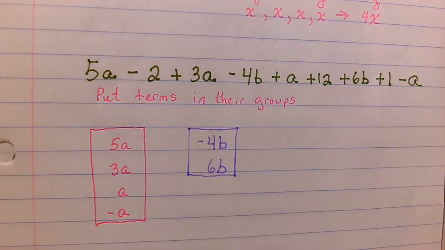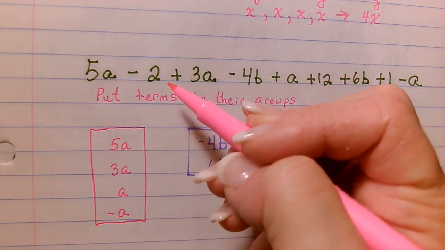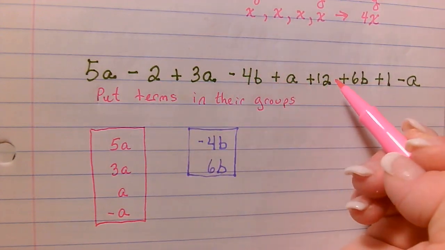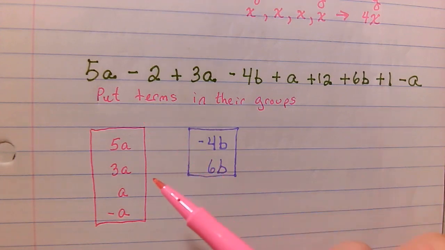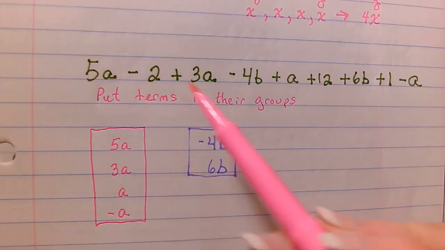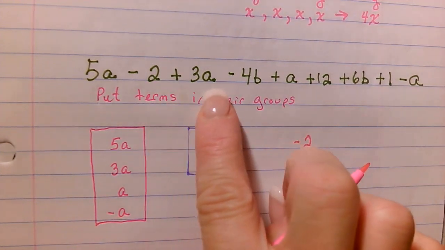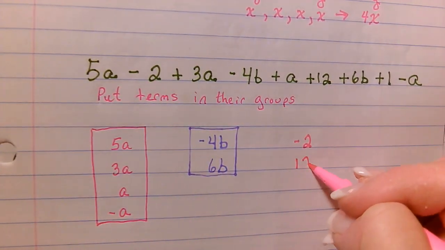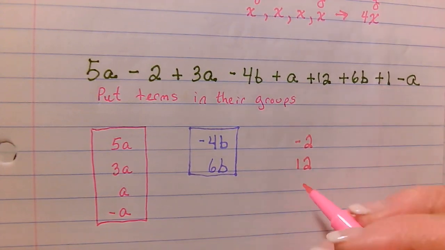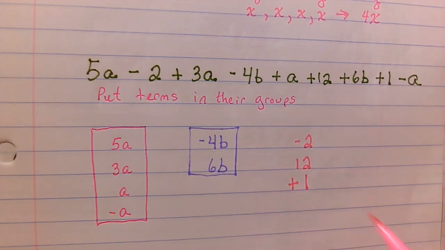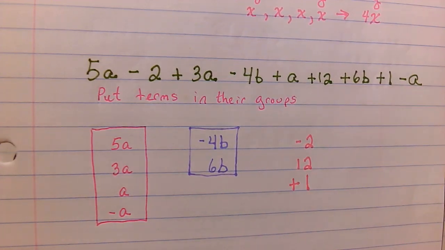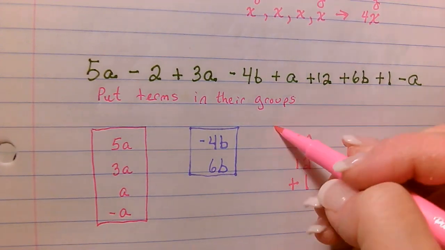And let's continue looking. We have some numbers that are what we call constants, means they don't have any variables with them. And I see a minus 2, which means negative 2. I see a positive 12. And I see a positive 1. Right there. Okay. Now, I'll just put a little box here.